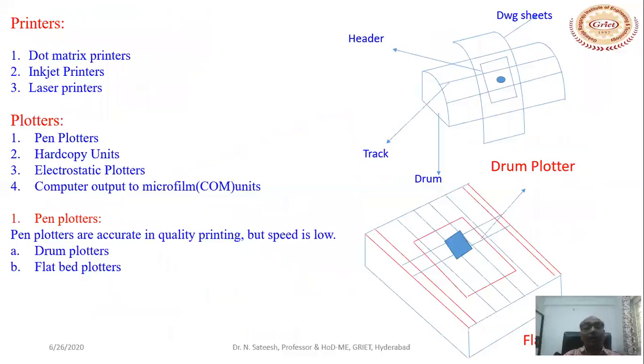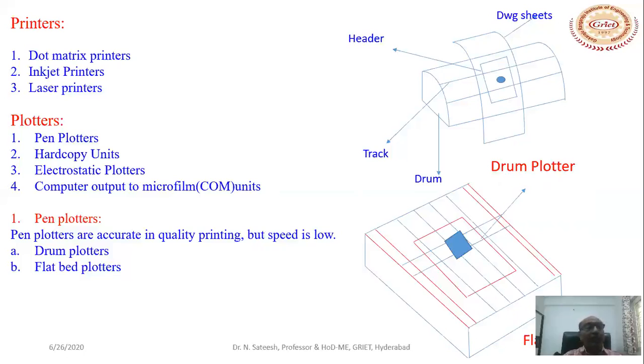Now coming to another hardware device: printers. Printers are divided into three types: dot matrix printer, inkjet printer, and laser printer. First of all, we are discussing the dot matrix printer. Dot matrix printers are the old printers. We load the paper, then on a track there is a header, and on the header a 7-pin head is mounted.